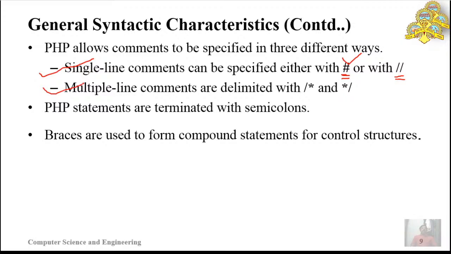Multiple line comment is borrowed from the C language. You are already familiar with this one, that is slash asterisk, asterisk slash. So there are three types of comments here, and all the PHP statements are terminated with a semicolon, just like in C and Java. Braces are used to form compound statements for control structures.